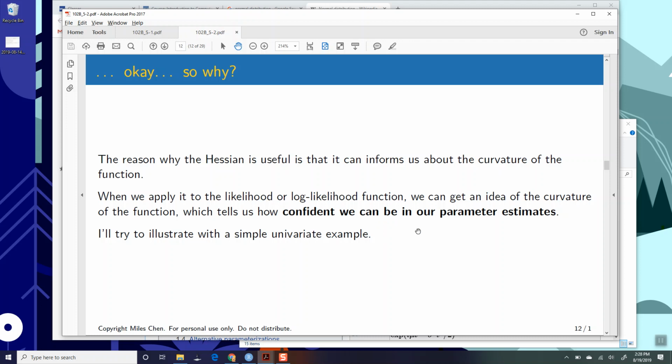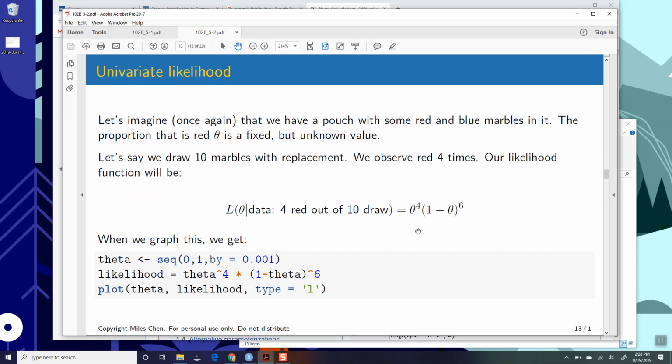Basically, if there's high curvature in the likelihood function, we can have a lot of confidence in our parameter estimates. All right, so let me just do a silly, simple example.